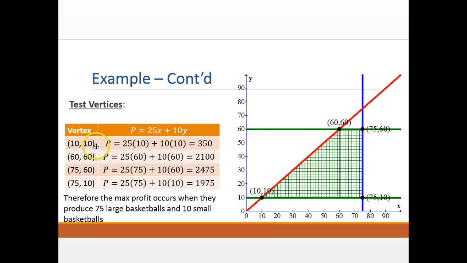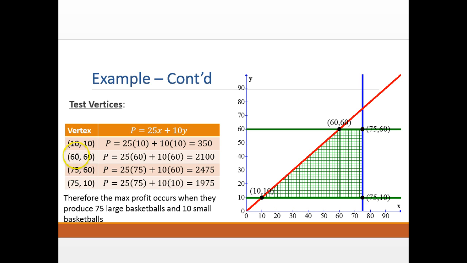The vertices are 10, 10; 60, 60; 75, 60; and 75, 10. Here was the profit function, 25x plus 10y. I'm going to take each vertex and plug it into the profit function. My first vertex was 10, 10. 25 times 10 plus 10 times 10 is 350. Therefore, if I made 10 large basketballs and 10 small basketballs, I'd have a profit of $350.